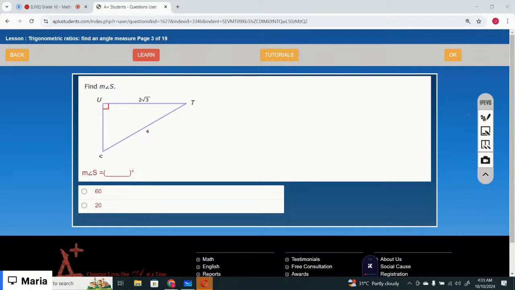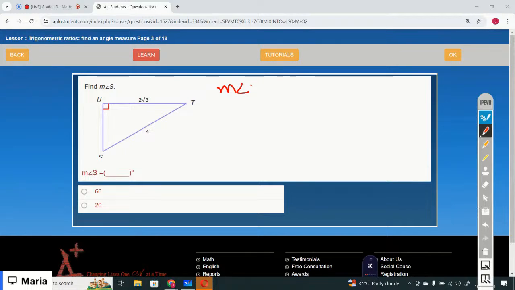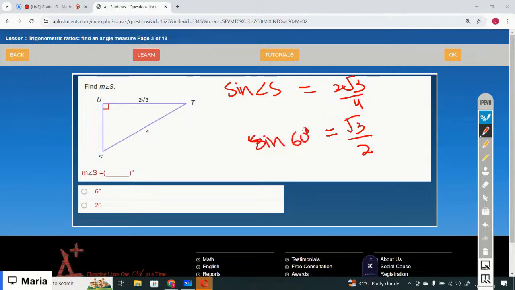Sine of angle S is what you are going to evaluate, right? So sine of angle S is 2 square root 3 by 4, so that is square root 3 by 2. And sine 60 is square root 3 by 2, isn't it? Yes, the correct option is 60 degrees.